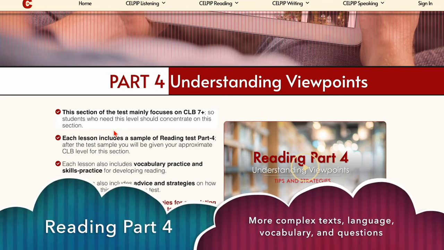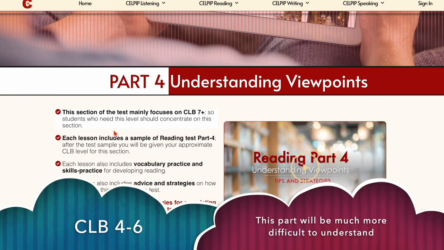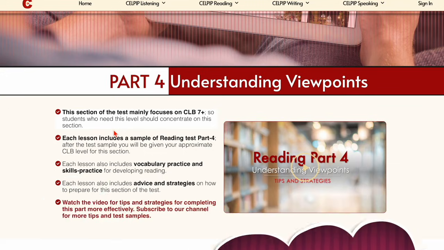That's because the reading texts will be more complicated with higher level English expression and vocabulary, and the questions will also be more difficult to answer. Okay, so higher levels, they should do well and they should get more points in part 4. Now, if you need to get CLB 4, 5, or 6, this part will be very difficult, okay? Because it will be more difficult English and vocabulary and ideas to understand for lower levels.